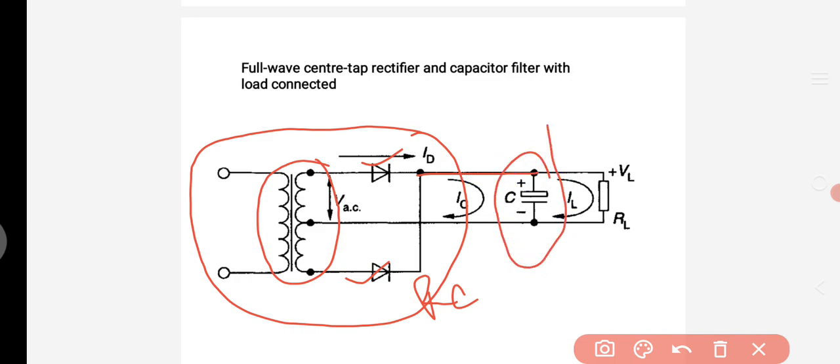Here the capacitor will be connected in shunt. Shunt means parallel to the load resistor. That's why it is called a shunt capacitor filter. So this will be our filter circuit. Across this filter circuit we are connecting the load. Across the load we can calculate VL and IL. So in case of the shunt capacitor filter, the input for the filter is the full wave center tapped rectifier output. Here the type of transformer is a center tapped transformer.